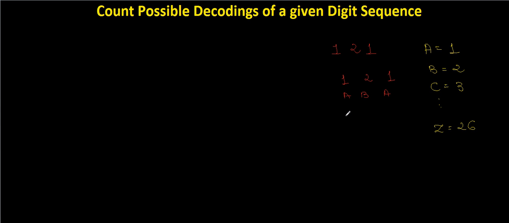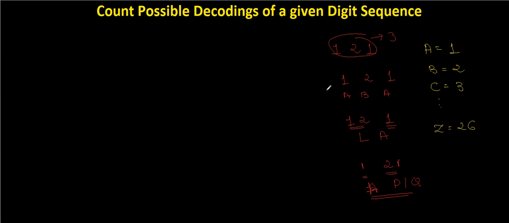Which is 1, 2, 1. 1, 2 we club together and keep 1 separate, which will give you L, A. Keeping 1 separate and clubbing 2, 1 will give you A and U, whatever. So this will give you the third encoding scheme. So the total number of ways of decoding the digit sequence 1, 2, 1 is 3.